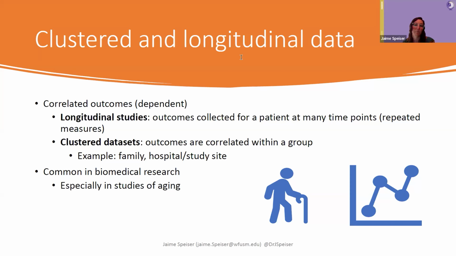Examples of that might be families, or a hospital or study site might be a group that has some sort of correlation structure. These are very common in biomedical research, and especially in studies of aging, where we're collecting data on people across time.